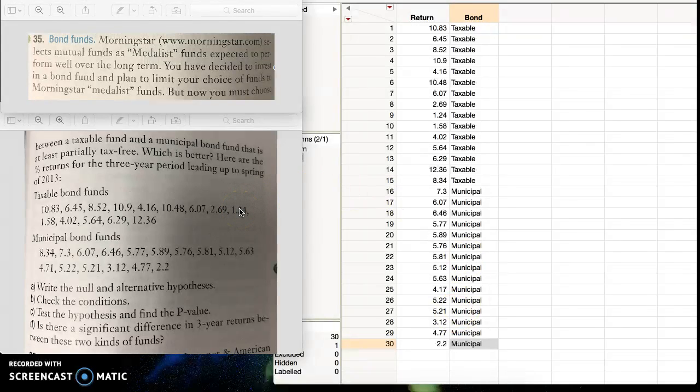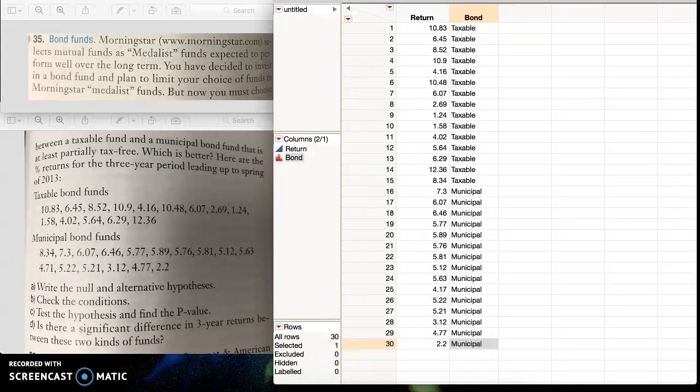First thing is to write a null and alternative hypothesis. So our null and alternative hypotheses are, the null is that the mean of the taxable minus the mean of the municipal equals 0, and the alternative is that the mean of the taxable minus the mean of the municipal is not equal to 0.